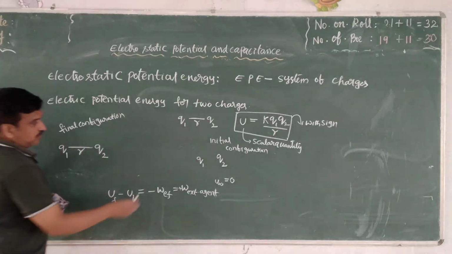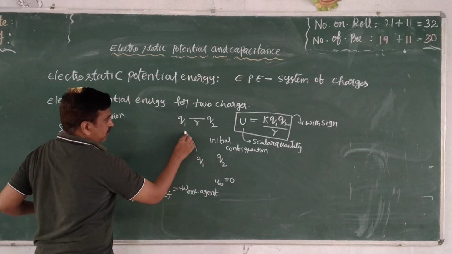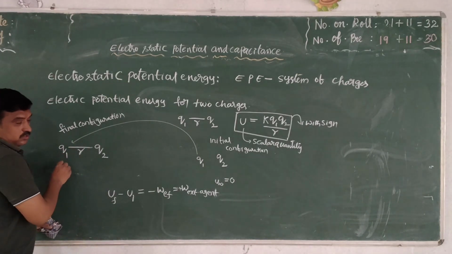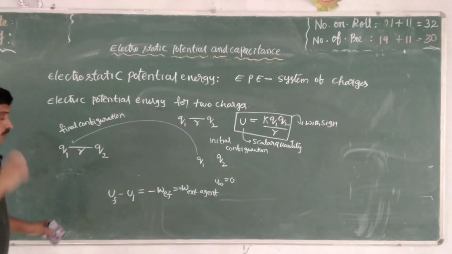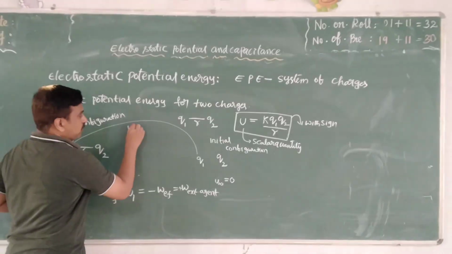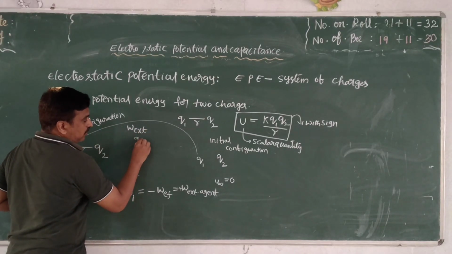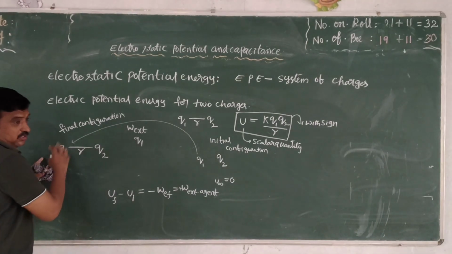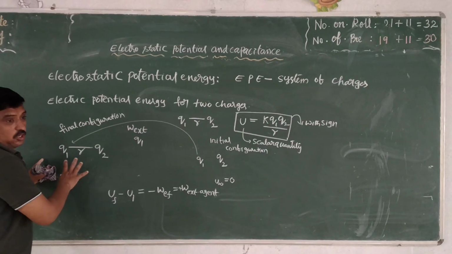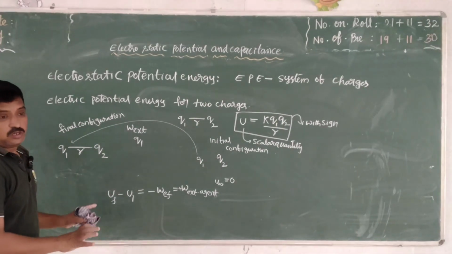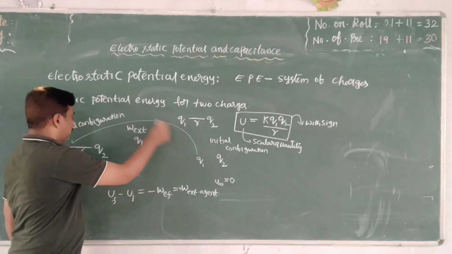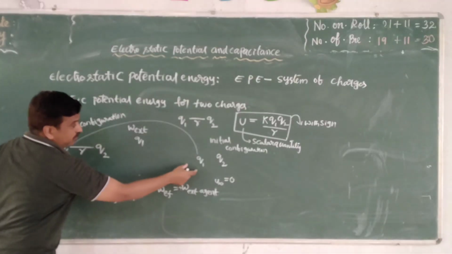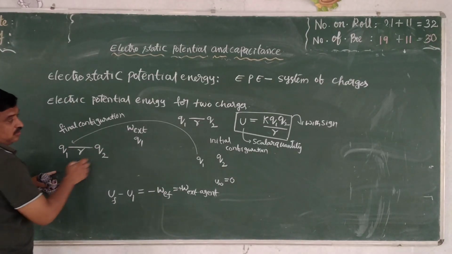First we take the q1 charge. Work done by external agent in bringing q1 charge from infinity to this point: no work is done. Why? Because no electric field is there to start with, so no electric potential is there. We just give a small click and it will be placed here. So work done in bringing q1 from infinity to this configuration is 0.